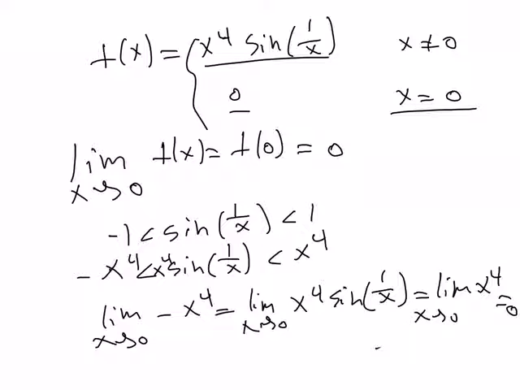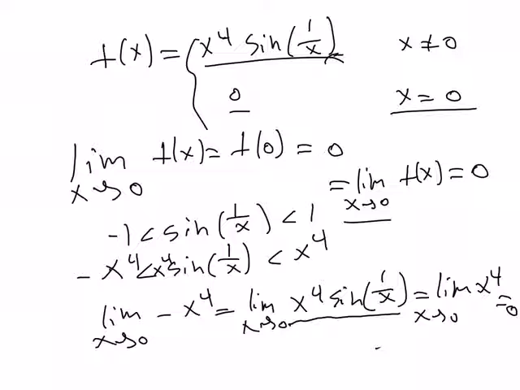So now we have that the limit as x goes to 0 of f of x is equal to 0, because when x is going to 0 but not 0, we're basically going to use x to the fourth sine of 1 over x, which is 0, and this is equal to f of 0, and this completes that claim.